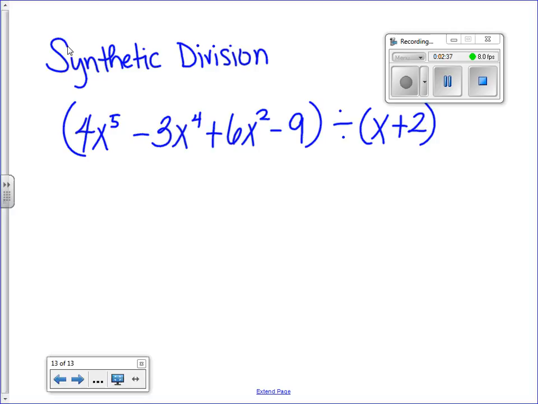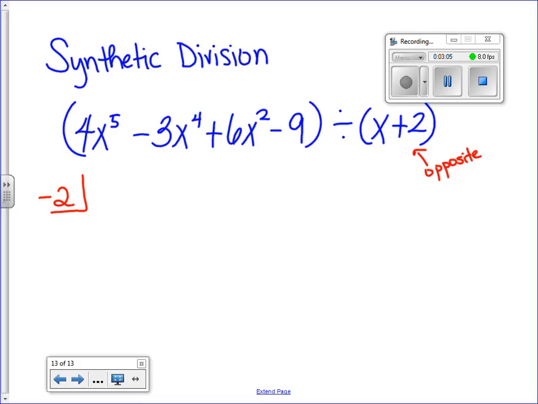But the first thing you do, I make a little half square right here, and you put the opposite of that number in that square. So that's a positive 2. I'm going to put a negative 2 right there. Then you list all your coefficients in descending order right next to it.